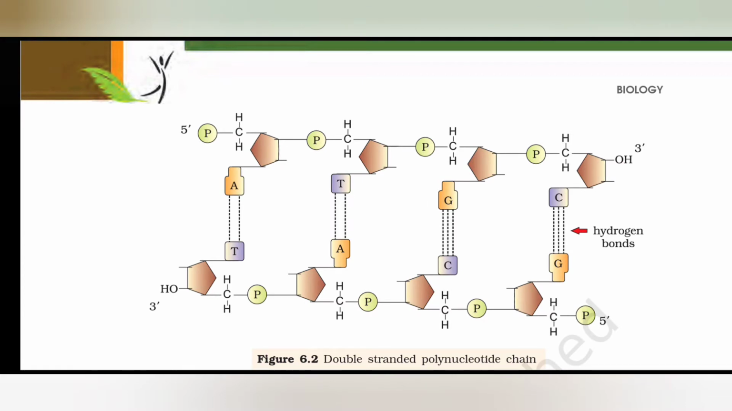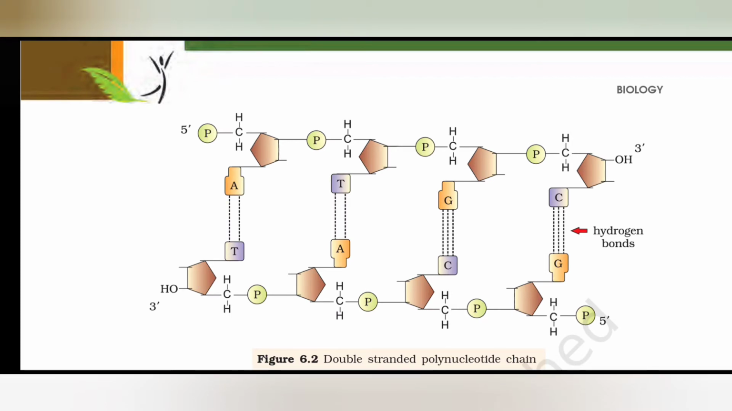When there are A and T, they are held together by two hydrogen bonds. They are not double bonds, they are two hydrogen bonds. Whereas when G and C are there, there are three hydrogen bonds. So this is a typical structure of a double-stranded polynucleotide chain.